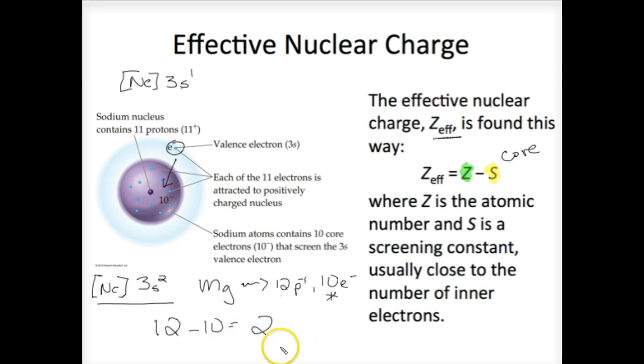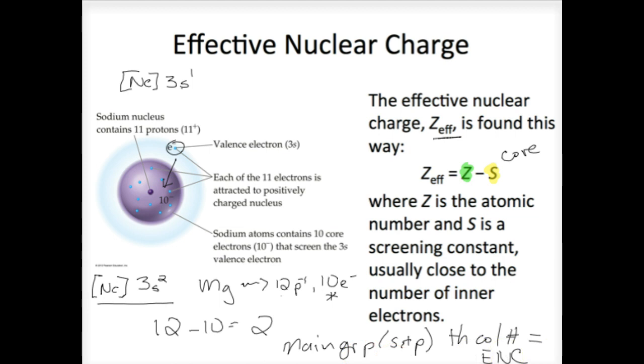In fact, when we look at all of what would be considered the main group elements, which are basically our s and p, the column number will equal the effective nuclear charge. So column 2, effective nuclear charge of 2. When I get to column 3, where boron and aluminum are, I have an effective nuclear charge of 3, because again, I'm always going to have 3 more protons.